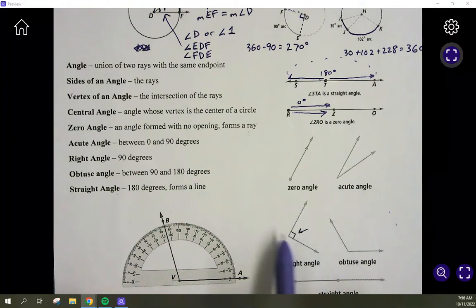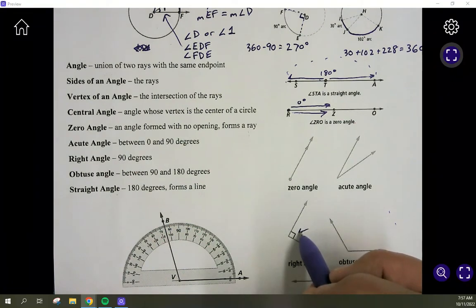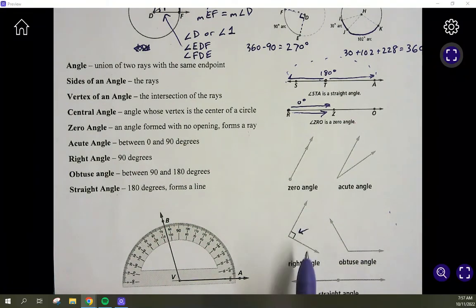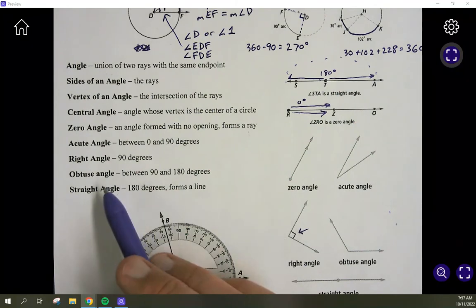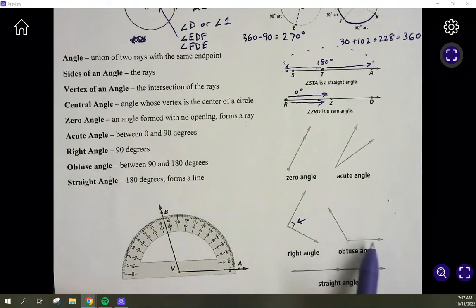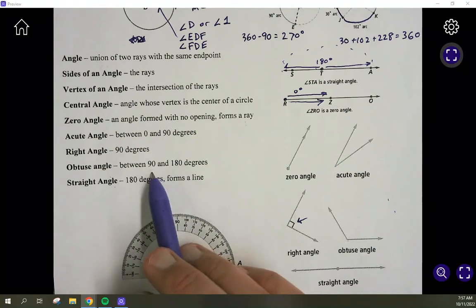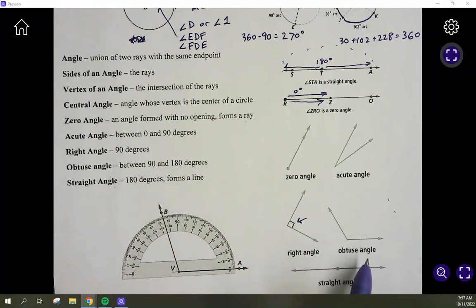And so even if it looks like it's 90 degrees, if it doesn't have the symbol, you are not allowed to assume that it is a right angle. You must have that symbol there. An obtuse angle, you always think of as a big angle. It's between 90 and 180. And then a straight angle is exactly 180 degrees.